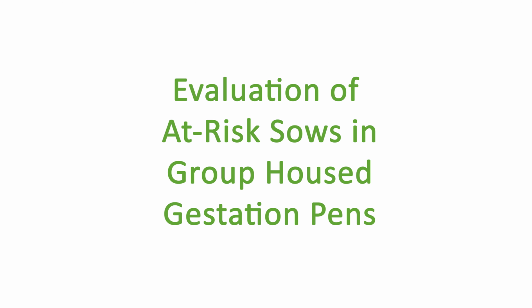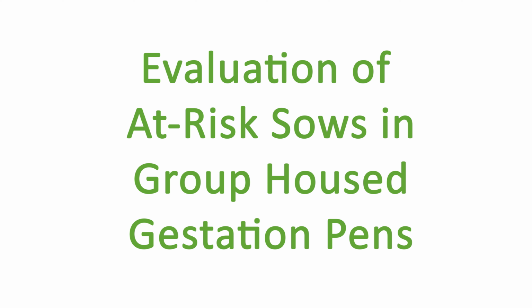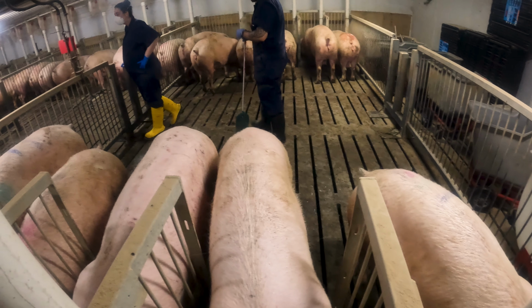Now let's look at group house gestation pens. The instructions are similar to gestation stalls when evaluating at-risk sows. However, unlike gestation stall evaluations, group house gestation pens may require 2 to 4 people to make the observations depending on facility design. This allows 1 to 2 individuals to walk into the pens to observe, move around, and evaluate the sows, and another 1 to 2 individuals to evaluate and observe the sows from outside the pen.